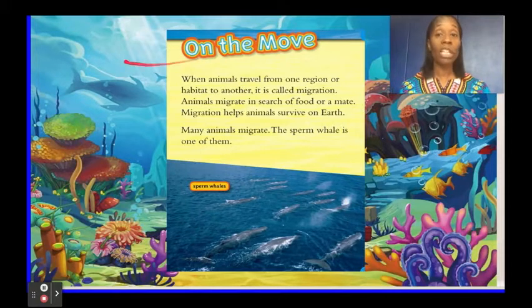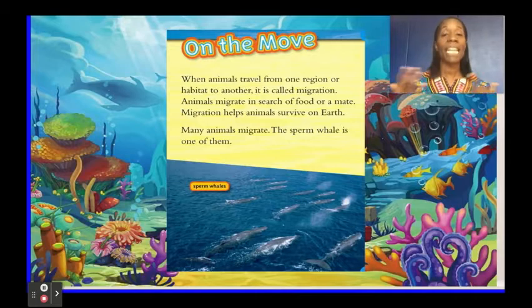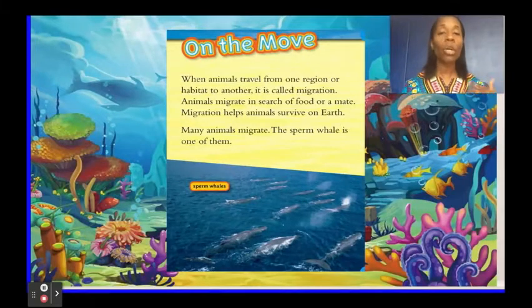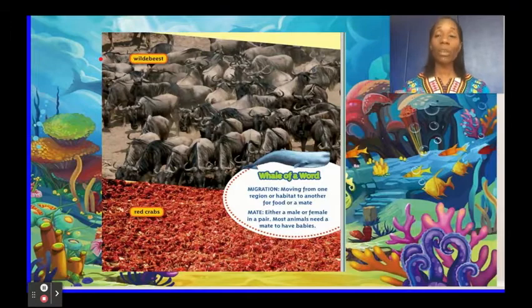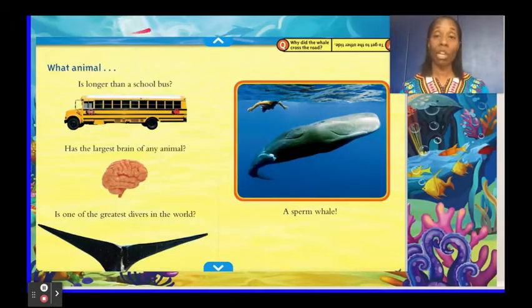On the Move. So here, the author specifically gave it the heading On the Move because this page is talking about how animals travel from one region to another habitat, and that's called migration. So they're on the move, and they do this to find food and also to find a mate. Now, scholars, we're not reading the book in its entirety. We're looking specifically for the headings.